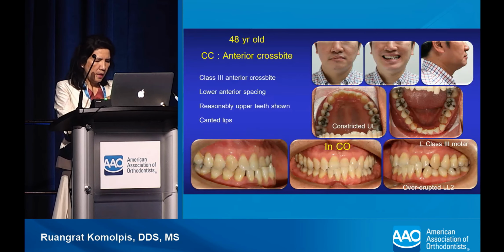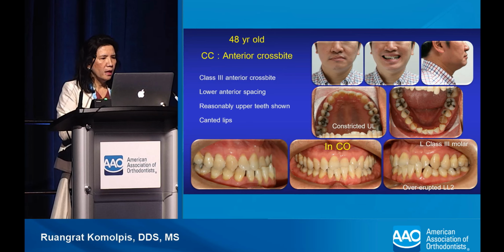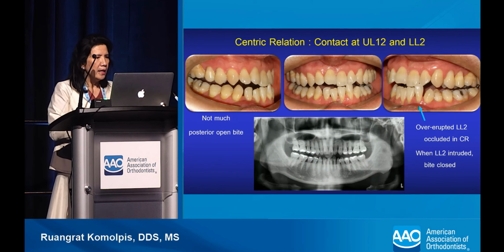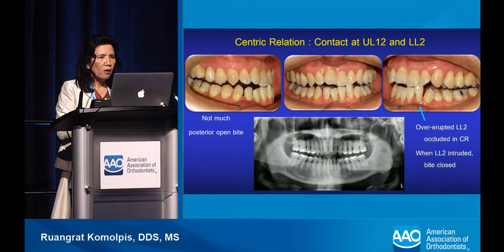Next case is a 48-year-old with anterior crossbite and lower anterior spacing. He has reasonably good upper teeth shown in the smile, but he has a canted lip and a canted anterior incisor plane. In eccentric relation, he bites on upper left 1 and 2 and lower left 2. This lower left 2 is over-erupted quite a lot, and it is the only tooth to contact in the lower arch. So when we intrude this tooth, the bite will close down. He didn't start with a lot of posterior open bite.